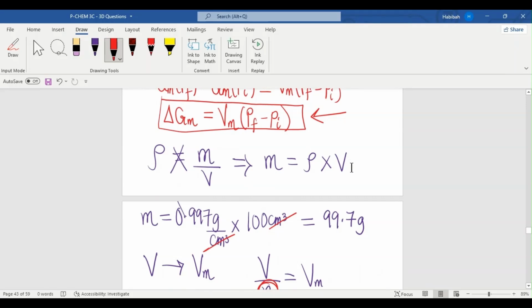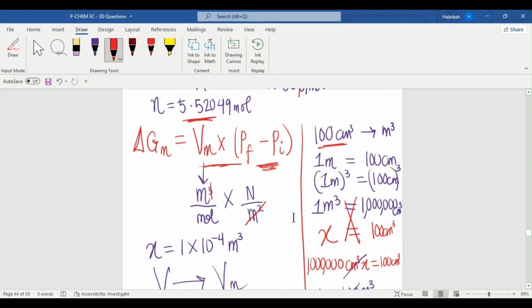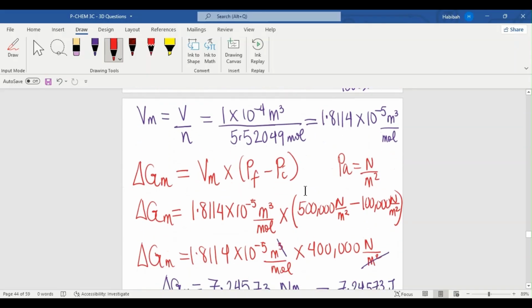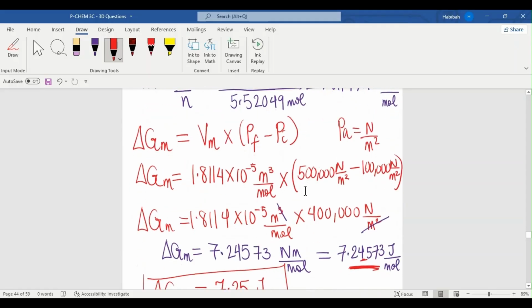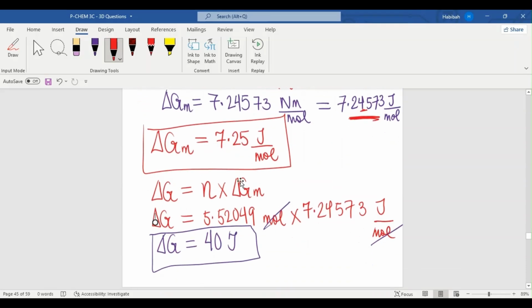We have the value for density as well as the value of volume, so we're able to find the mass. And from the mass, using the molar mass, we're able to find the number of moles. That was the number of moles that we used to determine the molar volume. Pressure, thankfully, was in the units that would make our question work well, so we just simply substituted. When we substituted, we did the calculation to get 7.25 joule per mole for the change in molar Gibbs energy. Then we also had to solve for the change in Gibbs energy, and we used our formula, change in G equals number of moles times change in GM, and we determined the change in Gibbs energy. That is basically what we did.